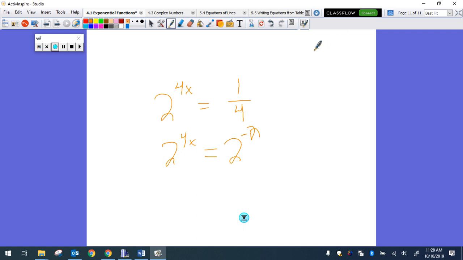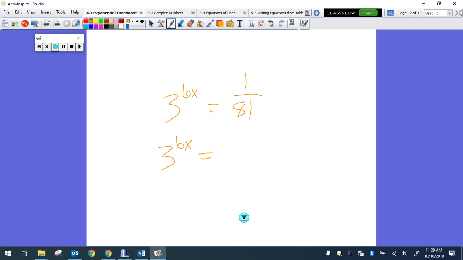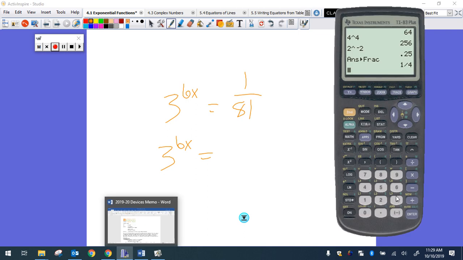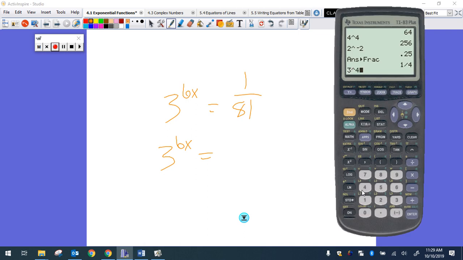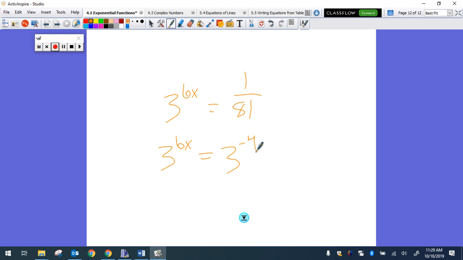Let me do another one. What if I had 3 to the 6x equals 1 over 81? And I want to make those the same. Well, my base is going to be a 3. And then over here to get 81, 81 is really 3 to the 4th. But because it's a fraction, it's going to be negative. So this side would be 3 to the negative 4th. So when we set up our equation, you would say 6x equals negative 4, and then solve that out.